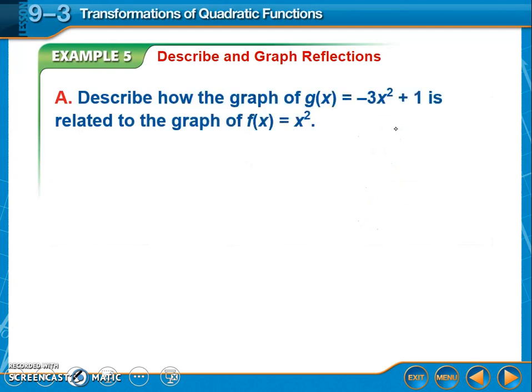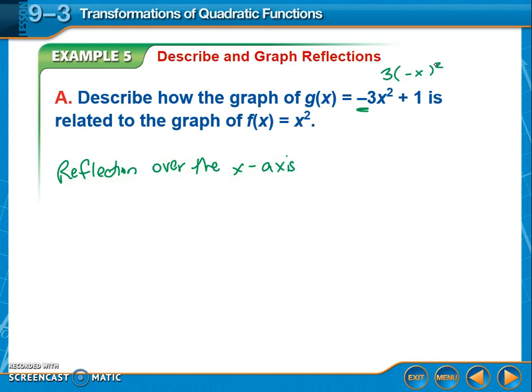Okay, so I wanted to describe what this is going to do. So I want all of the steps, the things that are different. First, we have the negative, which is going to be a reflection over the x-axis. If this had been 3 times negative x squared, that's when it would be over the y-axis, because that negative is applied to the squared. It gets raised to the squared. But because here that negative doesn't, it's going to be over the x-axis.